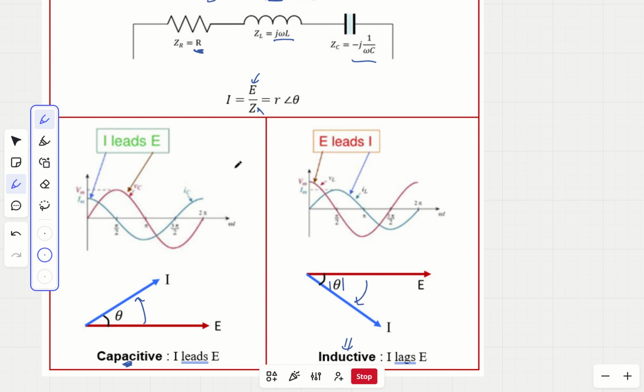Here I've also shown how the waveform looks. If the current is leading for capacitive, it means the current will start first. You can see at 0, the current is larger. The peak of the current comes first, then the peak of the voltage. This is your current, this is your voltage. This is the case where the current is leading and it's capacitive. If the voltage is leading or the current is lagging, here the current comes later, voltage comes first. This is the case for inductive circuit.